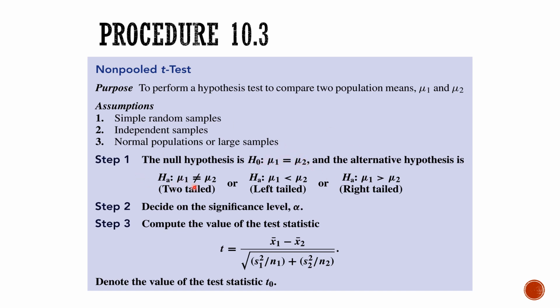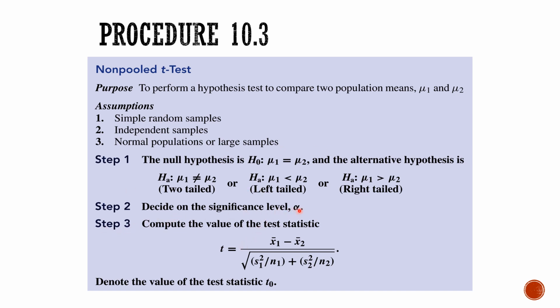and the alternate hypothesis could be either one of the three. It could say that mu sub 1 is not equal to mu sub 2, or mu sub 1 is less than mu sub 2, or mu sub 1 is greater than mu sub 2, in which case it'll be a right tail test. If it's less than, it'll be a left tail test. If it is not equal to, it'll be a two tail test. So that's how we will be stating our null and alternate hypotheses, comparing the two means.